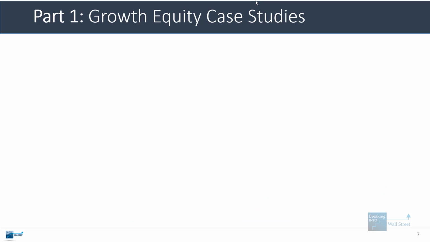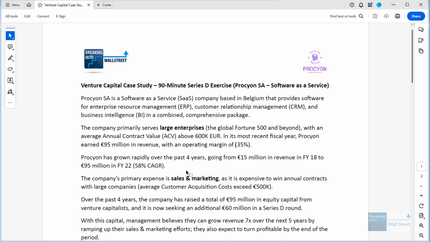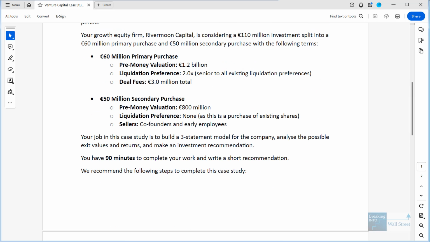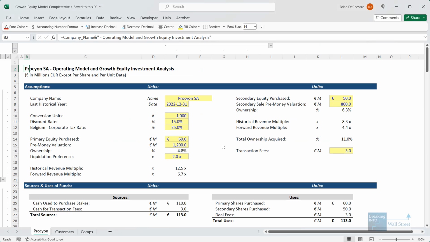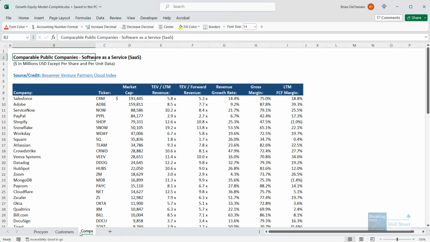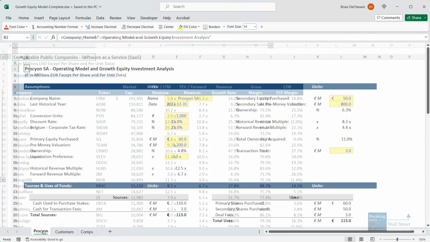In this case study specifically, you can get the PDF at the link I showed you before. This is a 90-minute growth equity case study. I have up here the finished model on screen as well. So you can get the full projections here. You can get the customer data and some data on the SaaS public company comparables.